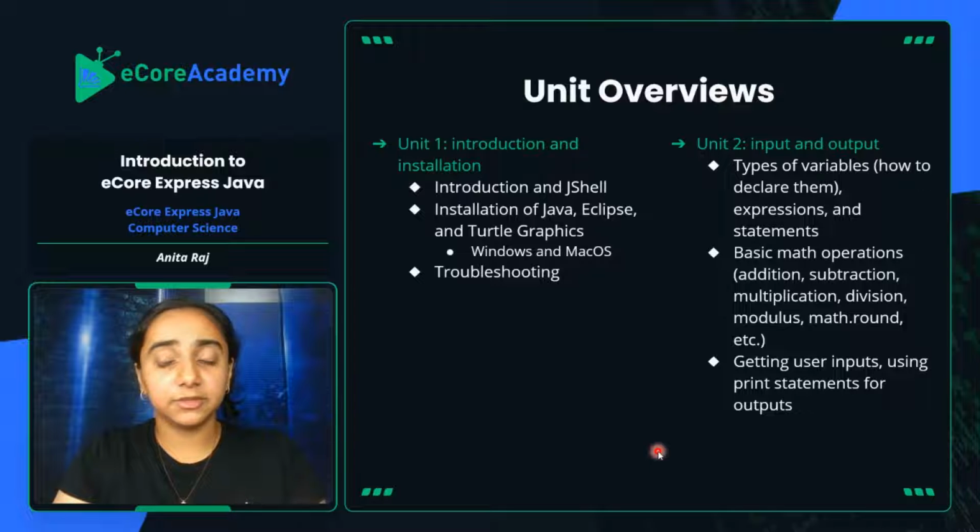In our second unit, we're going to be talking about input and output. First, we'll cover types of variables and how to declare them. We'll also go over expressions and different kinds of statements that you can give the computer to execute your tasks. Then we'll go over some basic math operations you can do in Java, which are 4 basic operations: addition, subtraction, multiplication, and division. We'll also go over modulus, and we'll do Math.round, and what I didn't include here, we'll teach you how to do Math.min, Math.max, things like that. Lastly, we'll teach you how to get user inputs, and we'll also use print statements for your outputs.